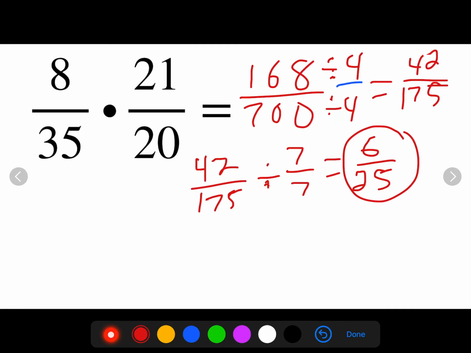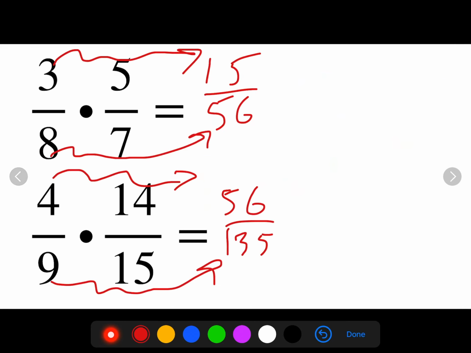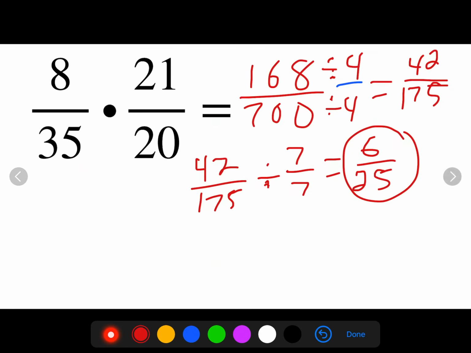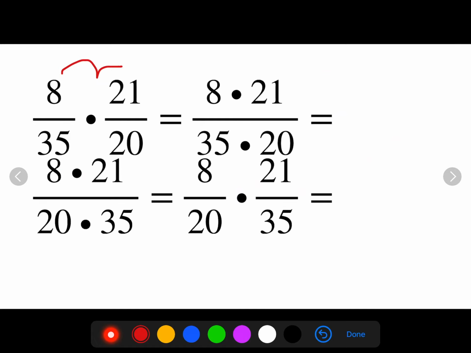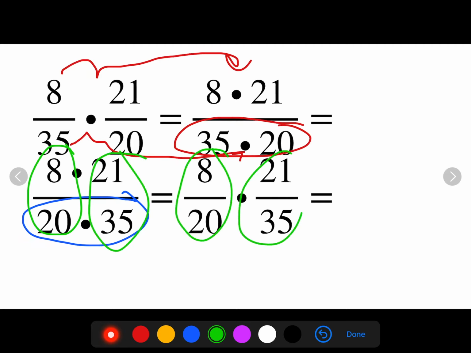I'm going to do it in great detail with lots of explanation, and then I'm going to show you how to do it easily. Okay, so 8/35 times 21/20. So it's the same thing that we had over here to start with. That's equal to 8 times 21 and 35 times 20, right? But multiplication has commutative properties, so instead of 35 times 20, I'm going to switch it to 20 times 35. That's the same thing. So therefore, that changes into 8/20 times 21/35.